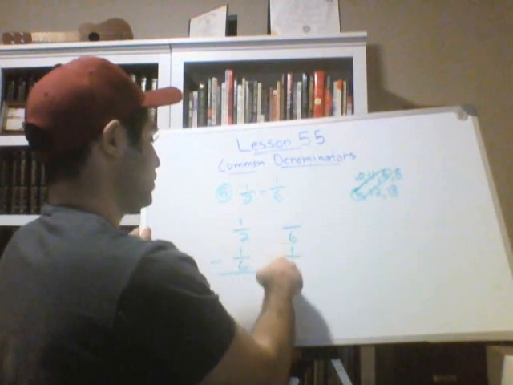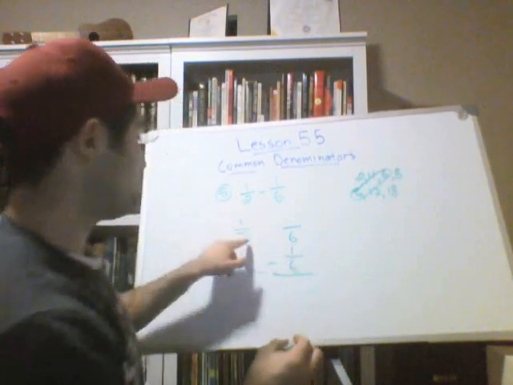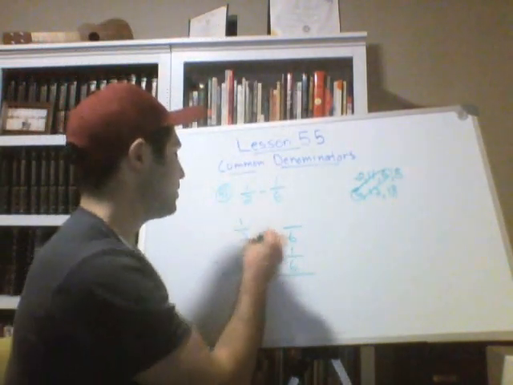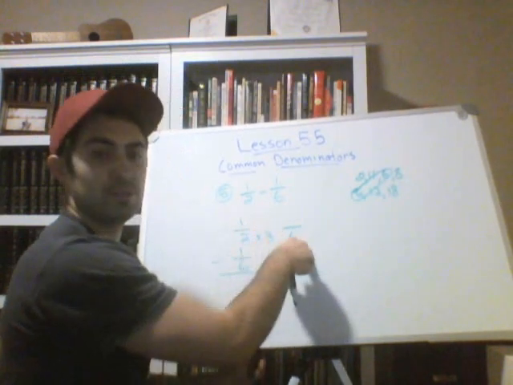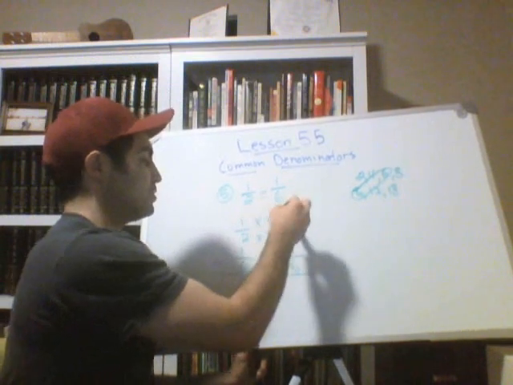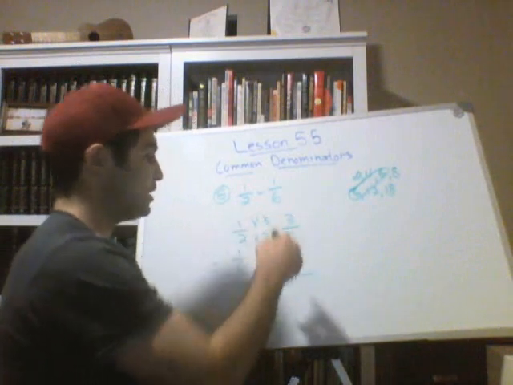Well, that's easy. 1/6 equals 1/6. So you don't have to worry about that one. But you do have to worry about this one. Don't worry too much. You'll get it. It's not too hard. 2 times what number equals 6? Well, that's 3. 2 times 3 equals 6. You multiply the bottom by 3, you've got to multiply the top by 3. 1 times 3 is 3. 3/6 equals 1/2. Now you can subtract.